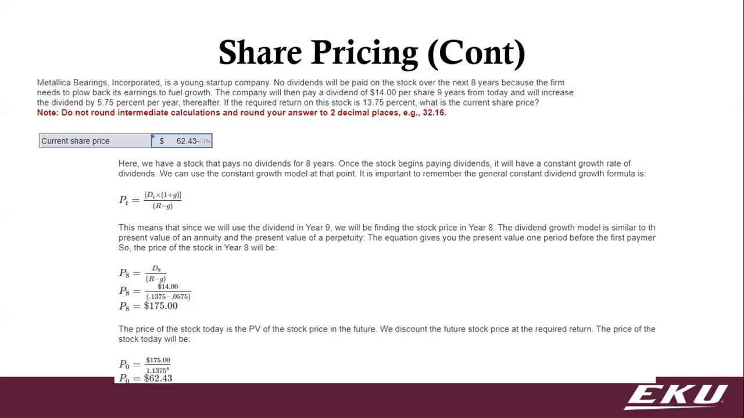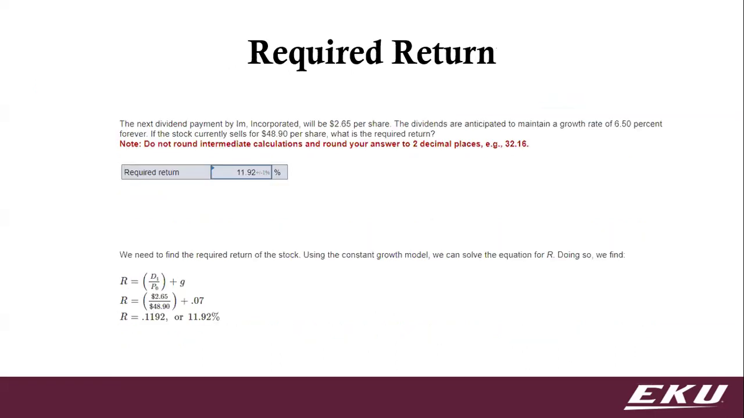Which is what you're going to currently buy it at. So what you'll do is you'll just take that price at year 8 and discount it back at that same required 13.75% for 8 years. So, or divide it, raise to the 8th power and divide by that number, right? And that will tell you what the current share price would be. So you would pay $62 today. You receive nothing for 8 years. And then starting in year 9, you'll get $14, and that will grow at 5.75% per year.